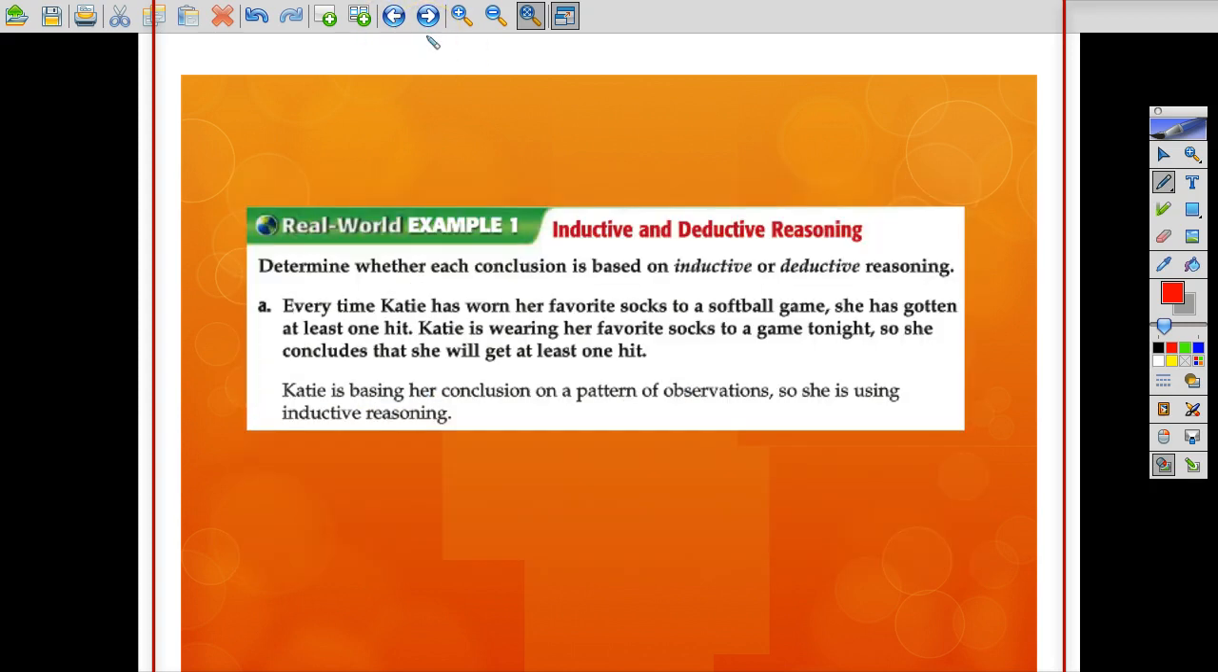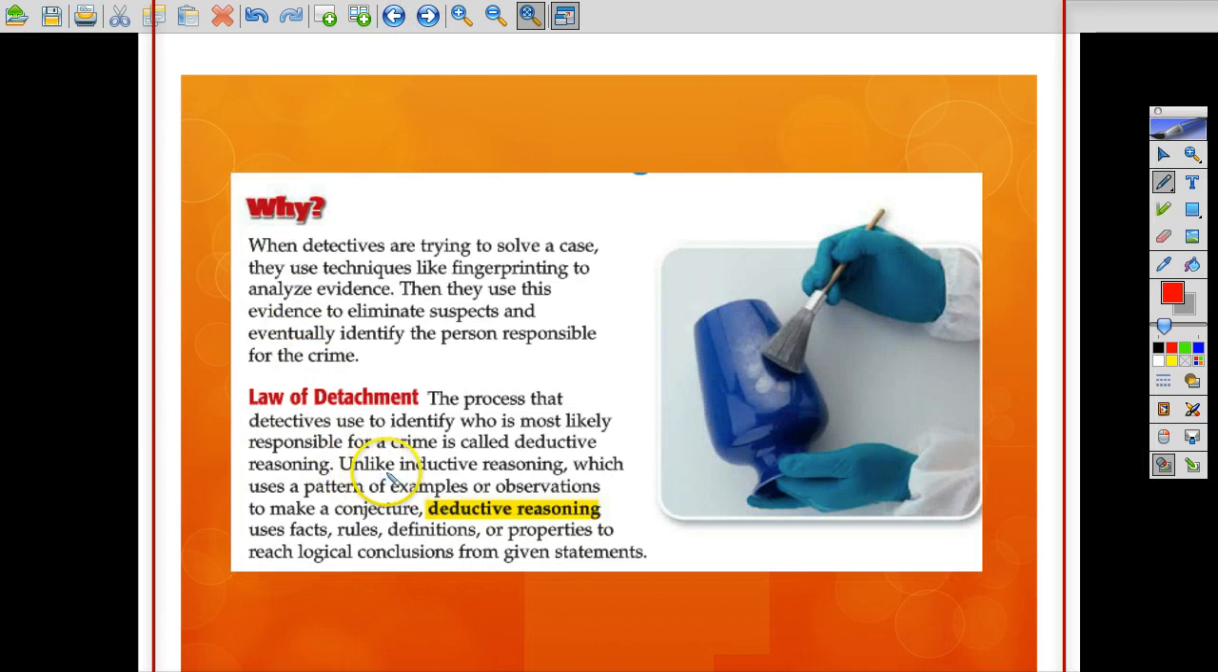Real world example. Inductive and deductive. Let's see if we got that correctly. Inductive reasoning uses patterns of examples or observations. Deductive reasoning uses facts, rules, definitions, or properties to reach logical conclusions from given statements. So inductive: patterns of examples or observations. Deductive: facts, rules, definitions, and properties.